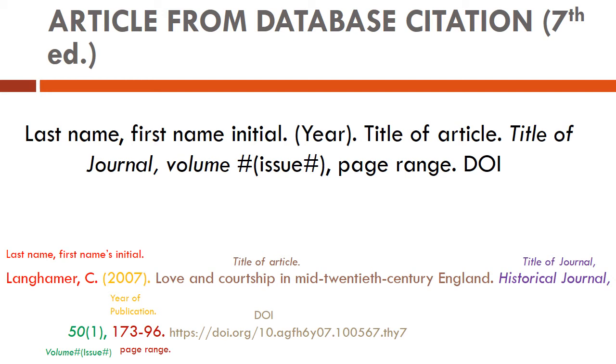We have the author's last name, comma, first name's initial, Longhammer, C. The year of publication, 2007. The title of the article, Love and Courtship in Mid-20th Century England, period. The title of the journal, Historical Journal. We have our volume number, we have our issue number, and we have a page range, and then a DOI. So now we will look at where to find all of this information.